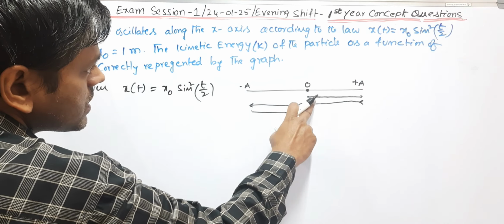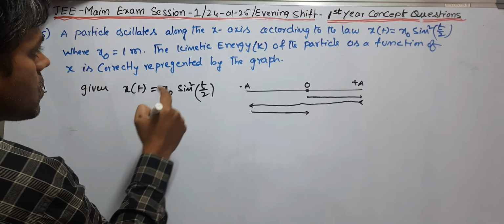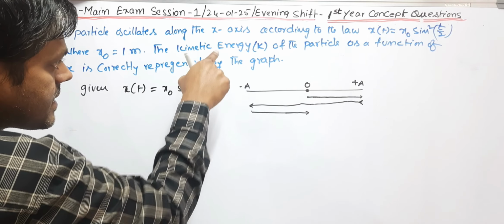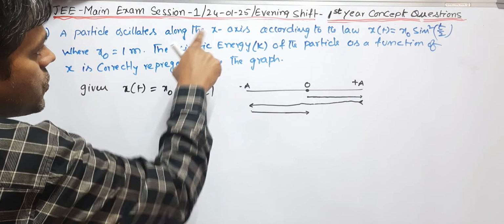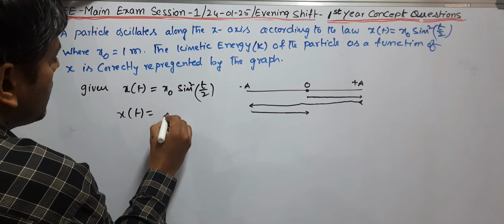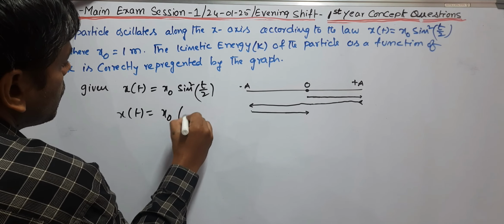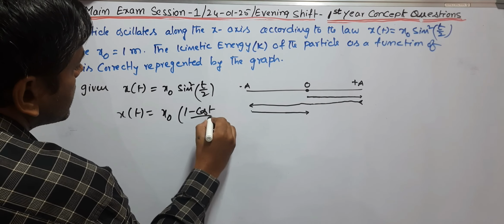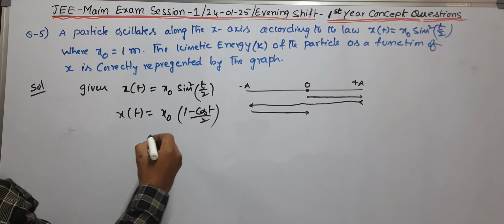So with respect to position changes, kinetic energy also changes. How should you represent this kinetic energy change with respect to position in terms of a graph? In trigonometry you have a formula. What is that? x naught into (1 minus cos t) by 2, isn't it?